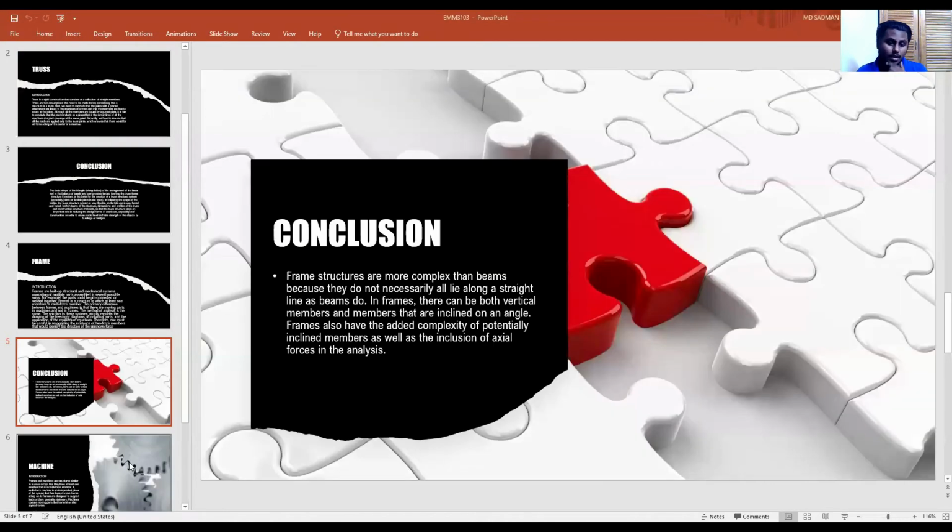Now let's move to the conclusion part of frame system. Frame structures are more complex than beams because they do not necessarily all lie along a straight line as beams do. In frames, there can be both vertical members and members that are inclined on an angle. Frames also have added complexity of potentially inclined members as well as the inclusion of axial forces in the analysis.